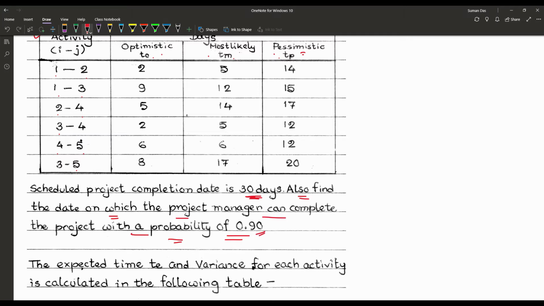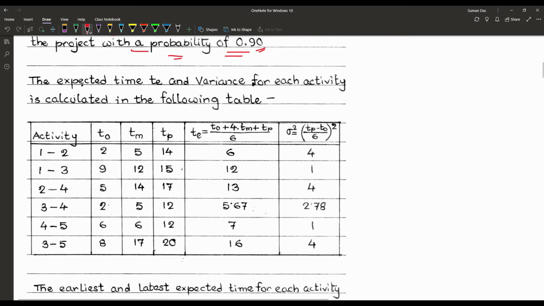Now according to the table we have to find out the expected time, that is TE, and also the variance for each and every activity. Now that is the table where we have calculated the expected time and the variance for each and every activity. For the expected time TE, the formula is (TO plus 4 times TM plus TP) upon 6, and for the variance, sigma square is equal to ((TP minus TO) by 6) whole square.